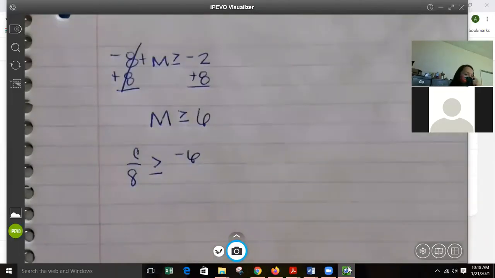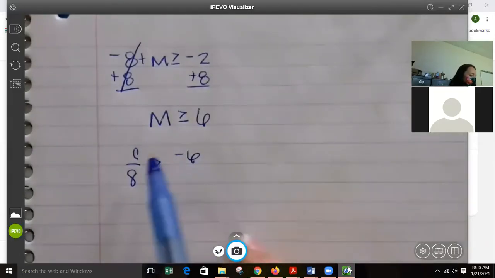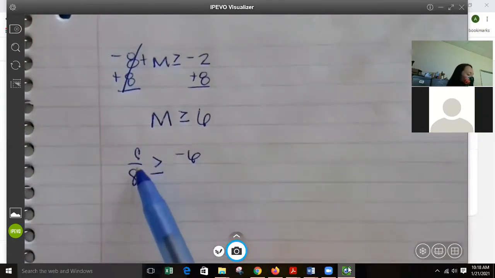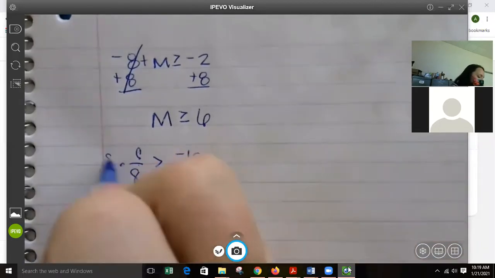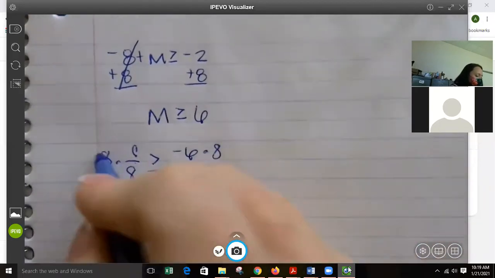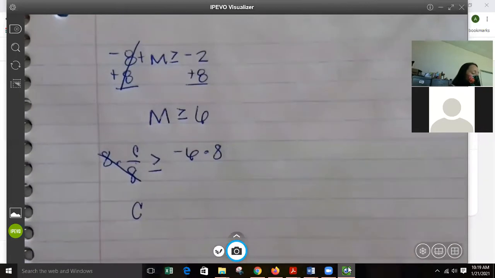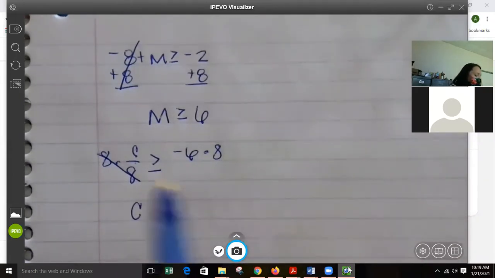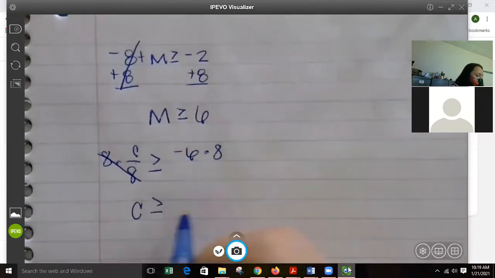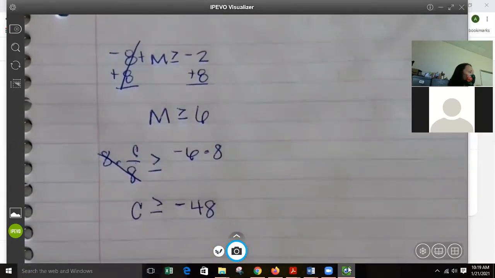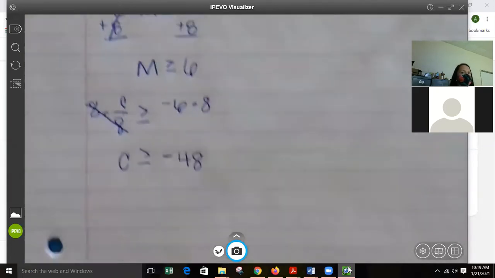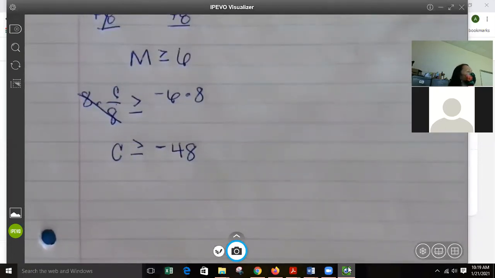All right, so we have C over 8 is greater than or equal to -6. We're solving for C. We have a divide 8 below it. How do we get rid of a divide 8? What I do to one side, I do the other. So your 8s cancel out and leave you with C. You did not multiply by a negative. So we're going to leave it greater than or equal to. And then -6 times 8 is -48. So these are just like solving equations until you multiply or divide by a negative.